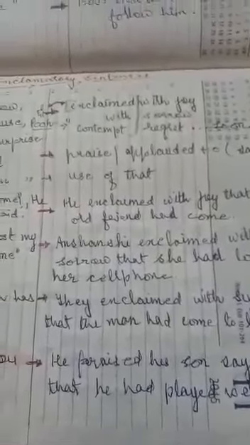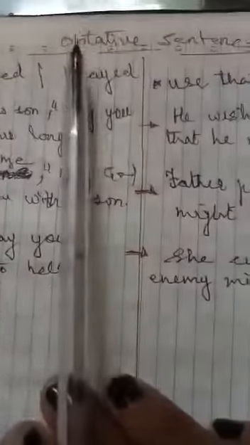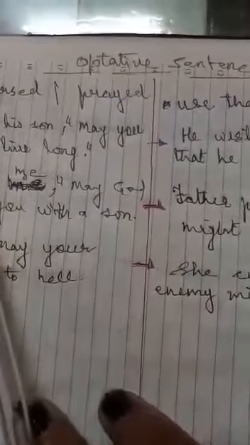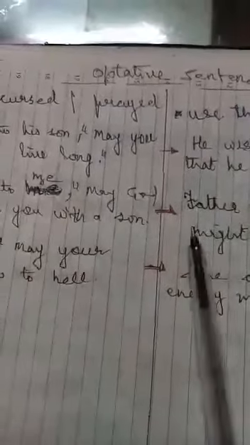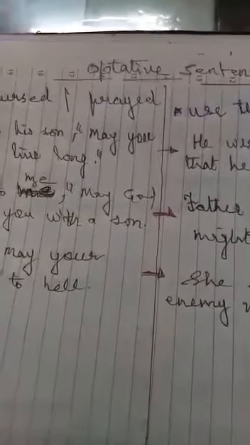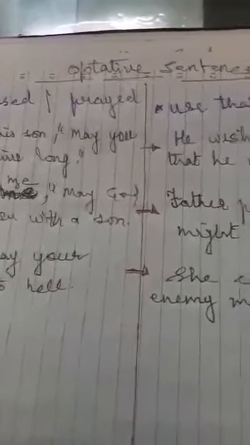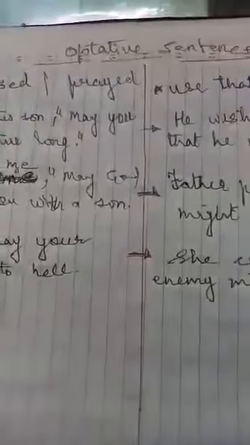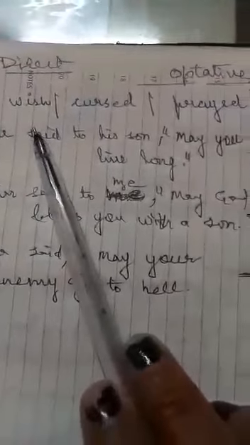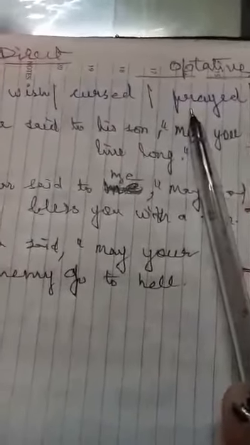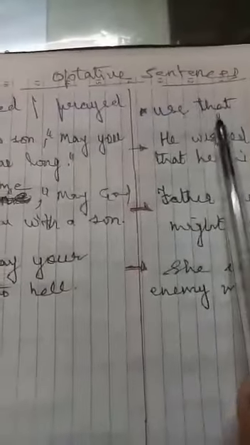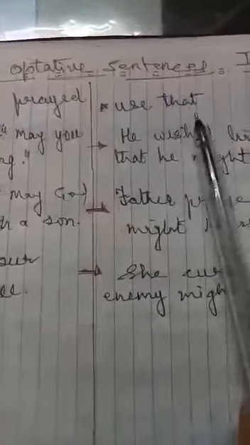My dear children, now we step onto the optative sentence. I hope you remember that optative sentences are the sentences where we have a wish. Simultaneously we studied interrogative sentences, negative sentences, imperative, exclamatory, and now we are talking about the optative. Here we have a wish, a curse, or a prayer for somebody. Here also we use wished, prayed, or cursed.